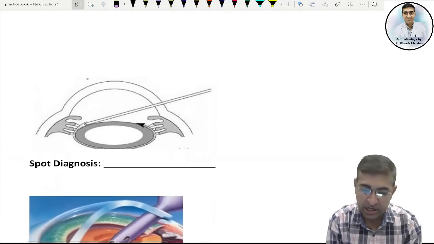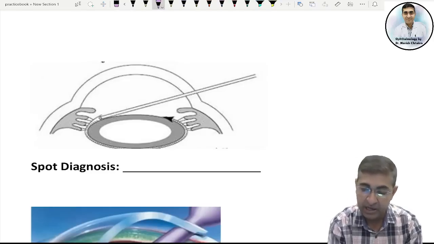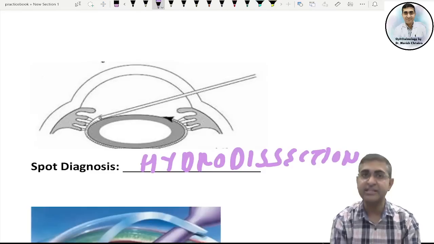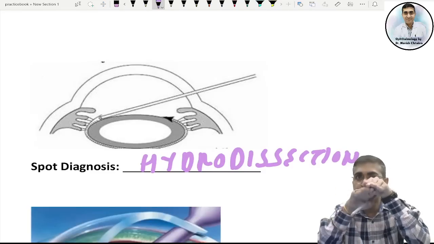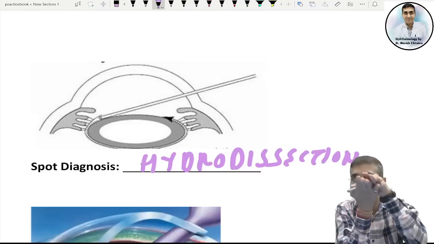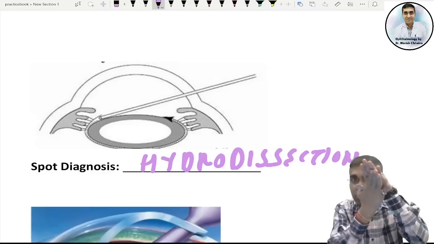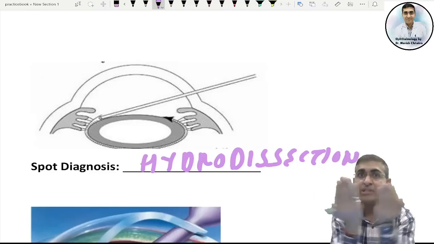Now what is this? Which step is being done here? So this step is your hydrodissection. You take the cannula and place it between the rim of the anterior capsule and the lens. As the water will flow through the rim of the anterior capsule and the lens, it will go through and through, and as a result it is going to separate the lens from its surrounding capsule.